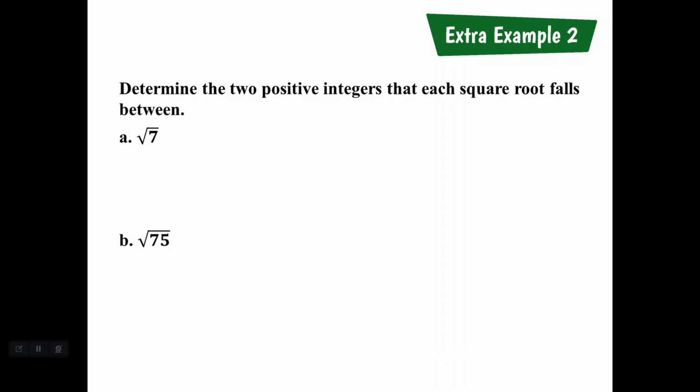The square root of 7 falls between 2 and 3 because 2 times 2 is 4 and 3 times 3 is 9. Letter B, the square root of 75 falls between 8 and 9. 8 times 8 is 64 and 9 times 9 is 81. So 75 falls between 64 and 81.